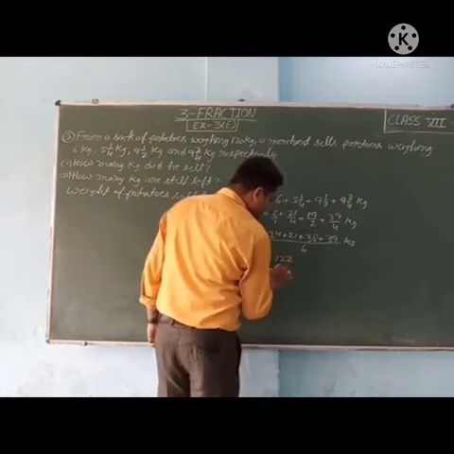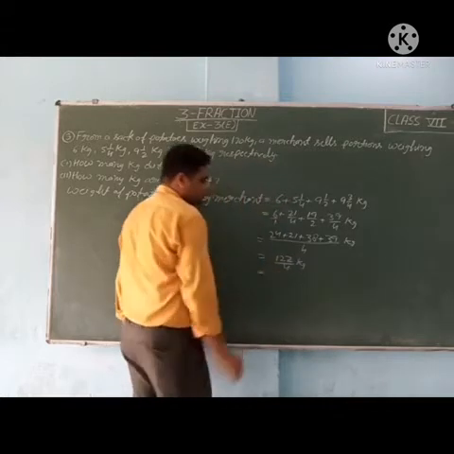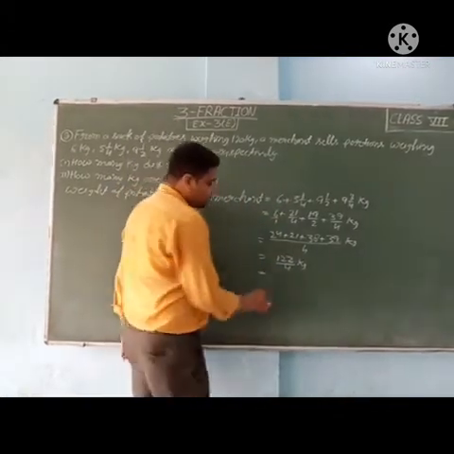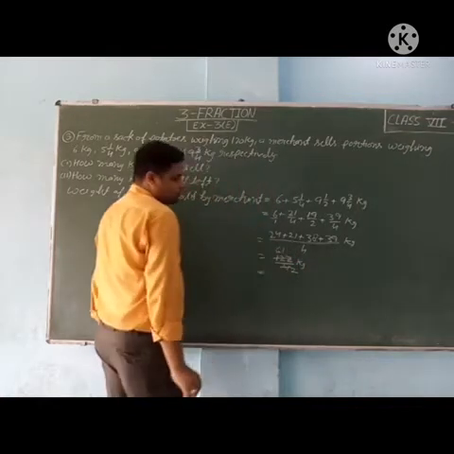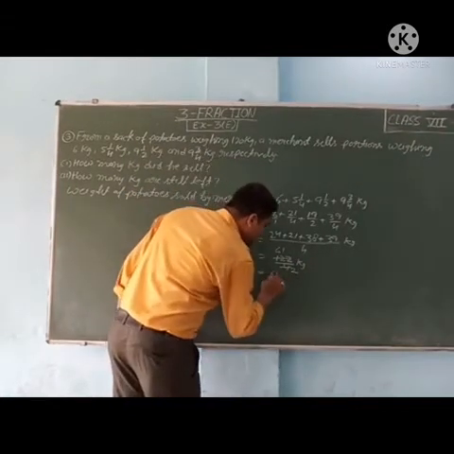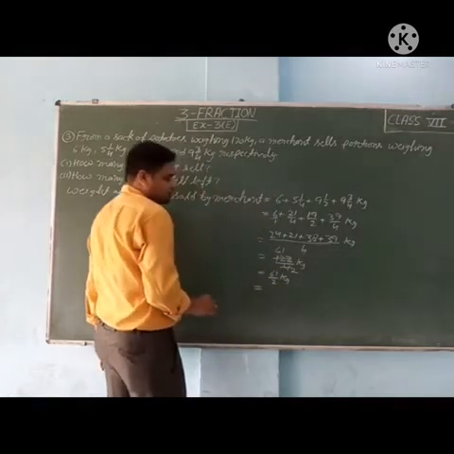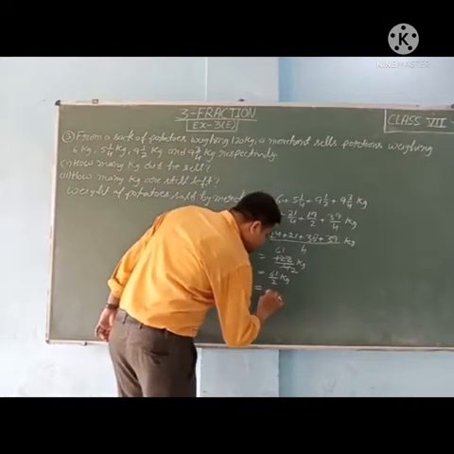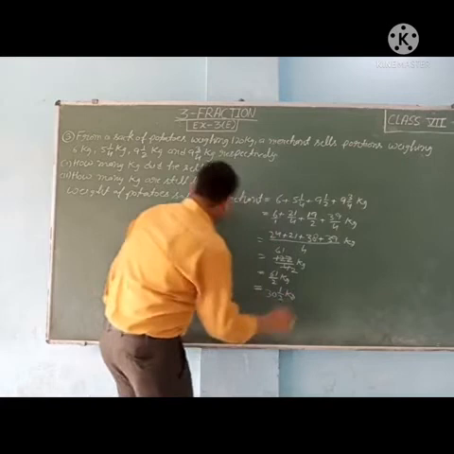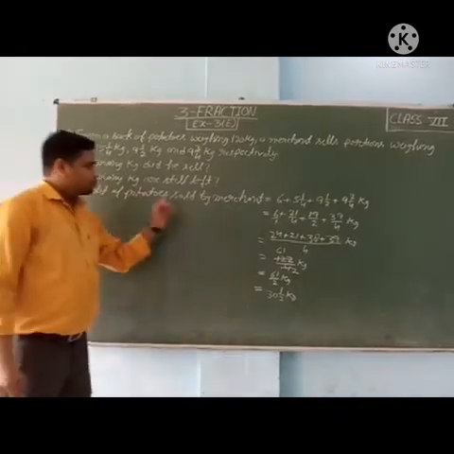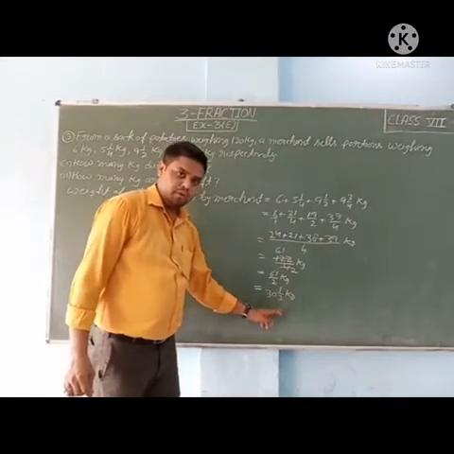So 122 upon 4 kg. If we can divide, we will divide these by 2. 2 fours are 8, 2 sixes are 12, 2 ones are 2. Now it is not divisible, so 61 upon 2 kg. We can change this to a mixed fraction. So it is coming 2 threes are 6, then 0, 1 upon 2 kg. So weight of potatoes sold by the merchant is equal to 30 whole 1 upon 2 kg.